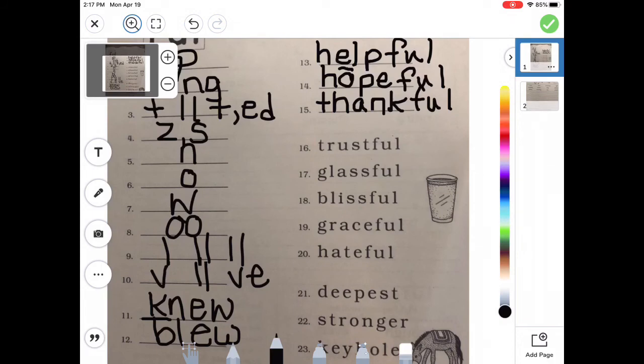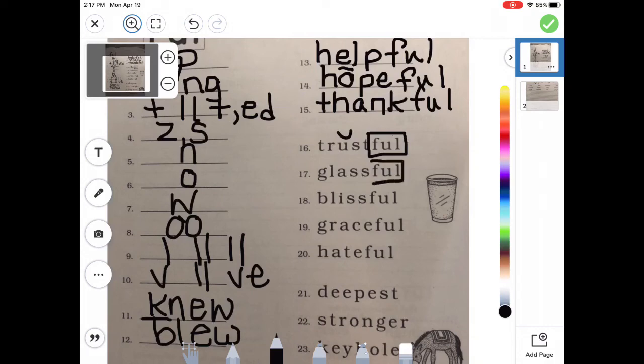What do you notice on number 16? That's right. Suffix F-U-L, full. Go ahead and box it off. And then what else do I have? I've got a U in front of an S, so it's going to be short. And I've got several blends. I've got trust, trustful. Trustful, very good.